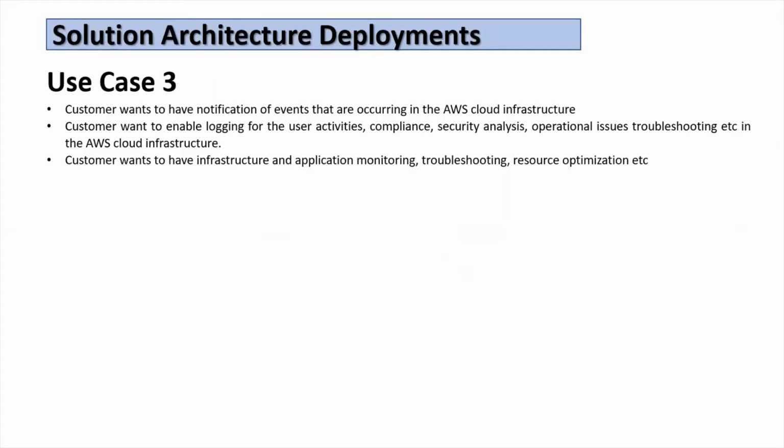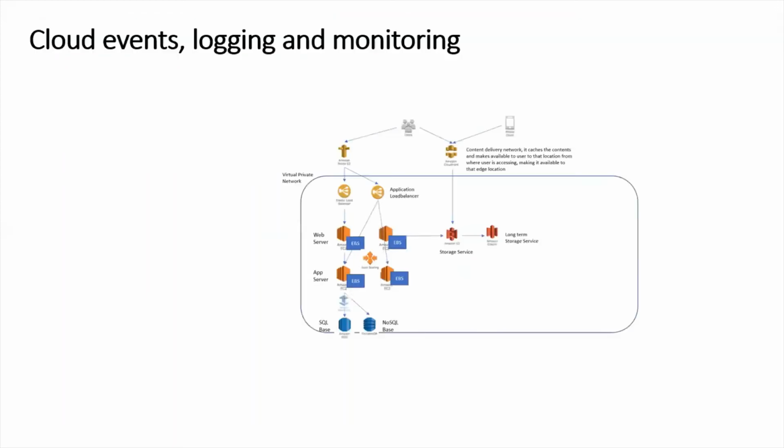In this use case, we will cover a customer scenario where the customer needs to enable notifications, alerts, and events for security and compliance requirements. Also, they want to monitor AWS services in the cloud infrastructure. So that's the requirement that the customer comes up with. We will create a design using AWS services for this. This is the basic network infrastructure that we created before.